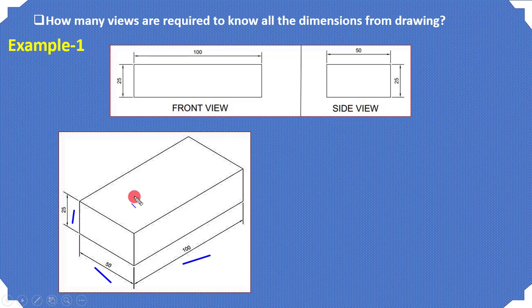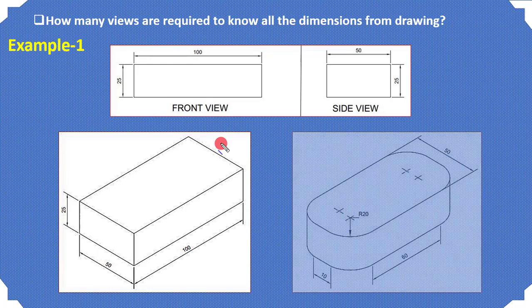So think about this scenario: if you have these two views with you, that is the front view and the side view, are you able to manufacture the component exactly looking like this, or you may have some other component in your mind whose front view and side view are the same, like this?